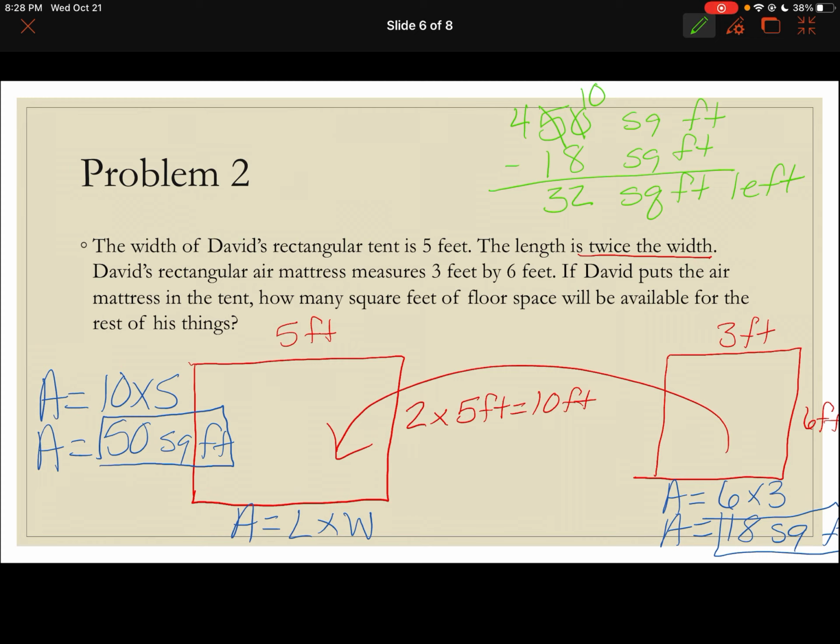So you had to solve for the length of the tent. You had to solve for the area of both the tent and the mattress. Then you were able to do your final equation. So again, you're going to have multiple steps in order to get to that final answer. It's not just one step and you're done, okay?